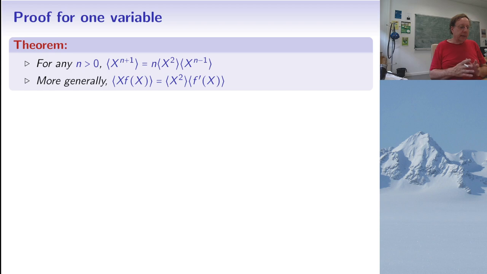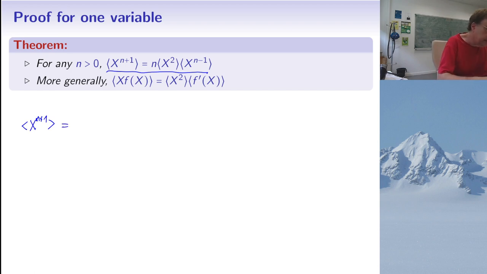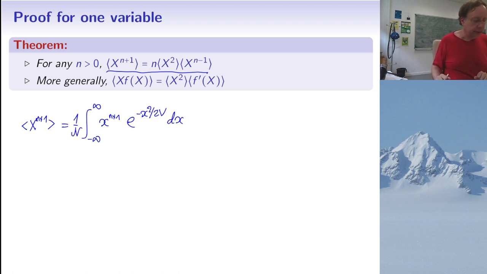then the expectation of x to the n plus 1 can be expressed in terms of the expectation of x to the n minus 1 with this relation here. So how does it go? x to the n plus 1 averaged will be given by a certain integral. So the integral will be the integral from minus infinity to infinity of x to the n plus 1 times the density of my normal law, which is exponential minus x squared over 2v dx. And I have a certain normalization factor in front here, which will not be important for us.